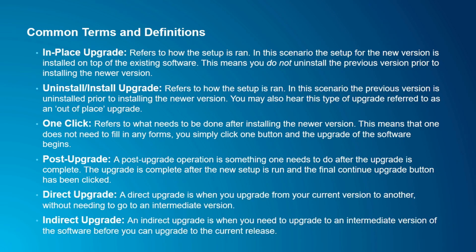Then we have a direct upgrade, and this is when you upgrade from your current version to another version without first upgrading to an intermediate version. So for example, if you have 10.3.1, you can directly upgrade to 10.7. Then the opposite of that would be an indirect upgrade, and that's where you can first upgrade to an intermediate version of the software before going to the current release. So if you're at 10.3.1, an indirect upgrade would be to upgrade to 10.4.1 and then say to 10.7.